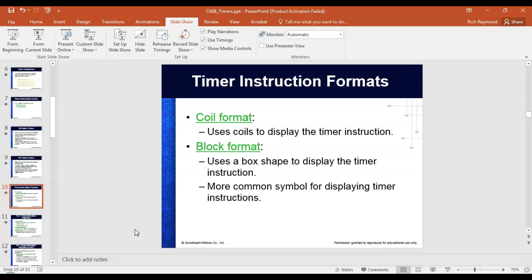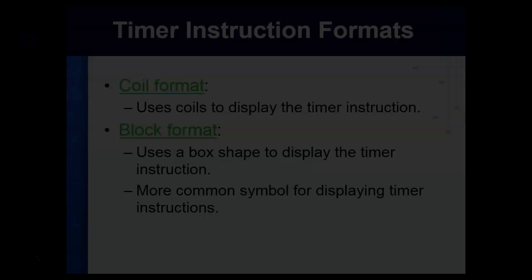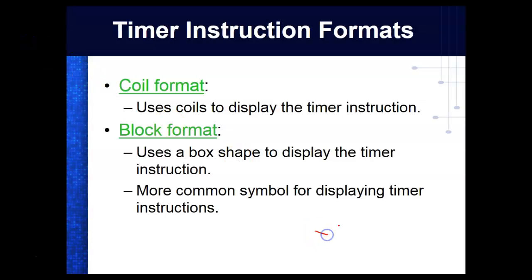Coil format is available, but not with RSLogix 500. Coil format means we would have the symbol for a timer. We'd pull down a timer coil, and then we might pull down a T on. What do you think a T on would be?